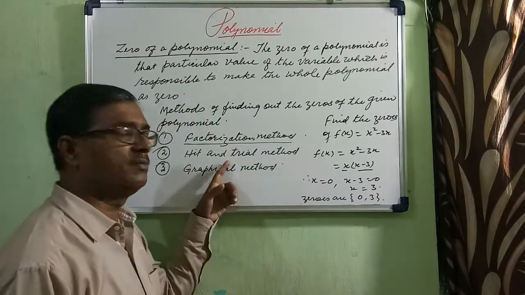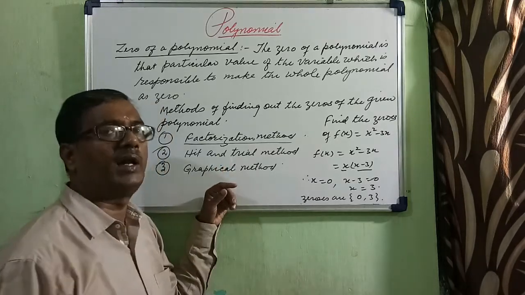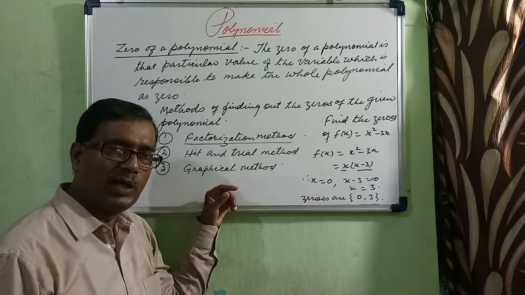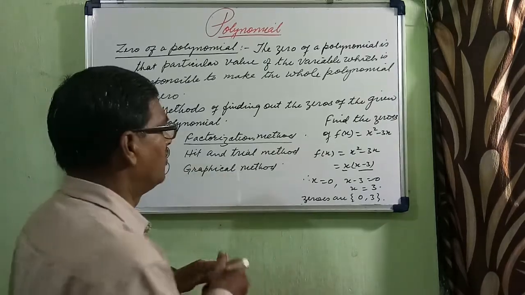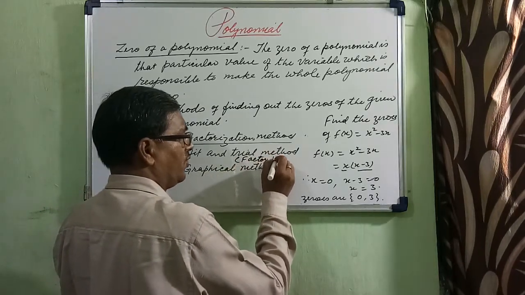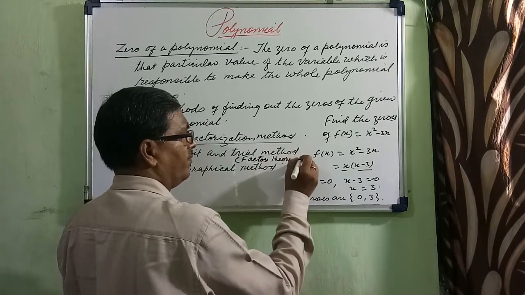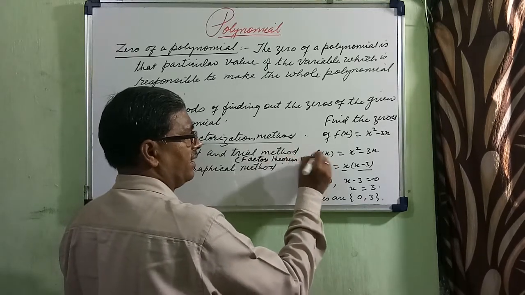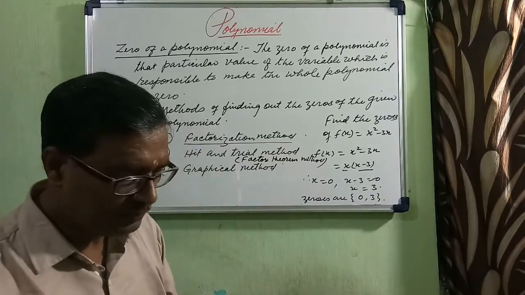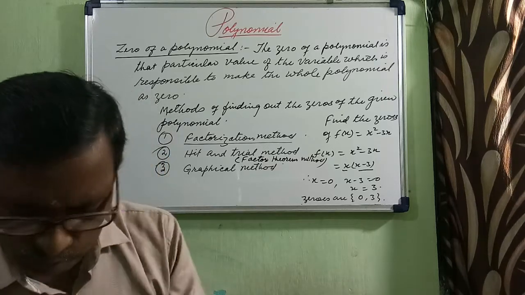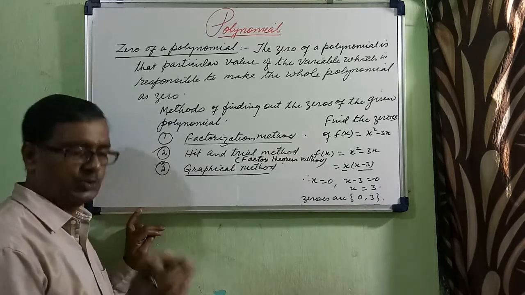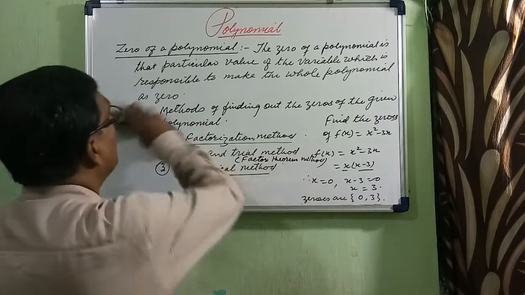Second is hit and trial method. In hit and trial method, we will just put the values and we will see which of the values is going to make the whole polynomial 0. And this will also be treated as the factor theorem method, which you will study in this topic only. And another part is the graphical method, which you will study in class 10, but roughly you should know what the graphical method is.